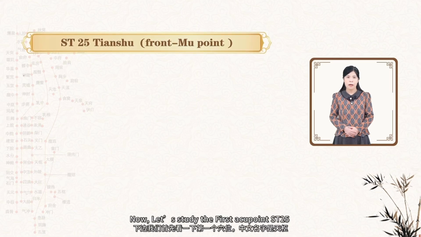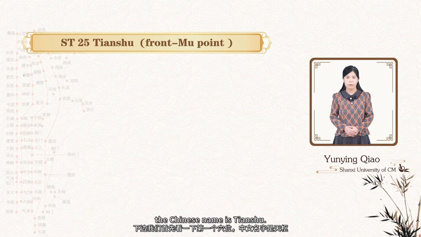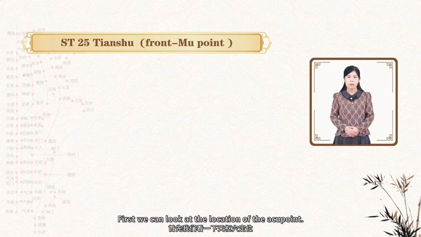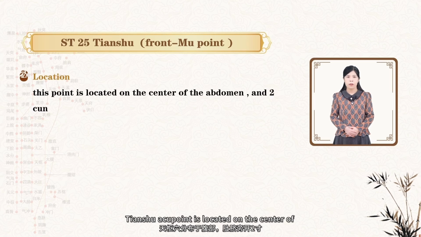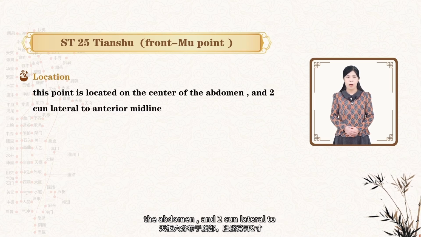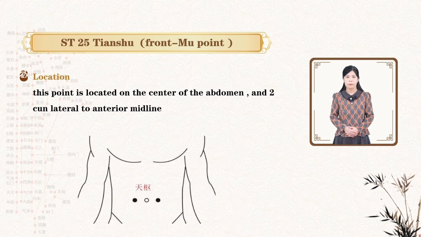Now, let's study the first acupoint, stomach 25. The Chinese name is Tianshu. First, we can look at the location of the acupoint. Tianshu acupoint is located on the center of the abdomen, 2 cun lateral to the anterior midline.